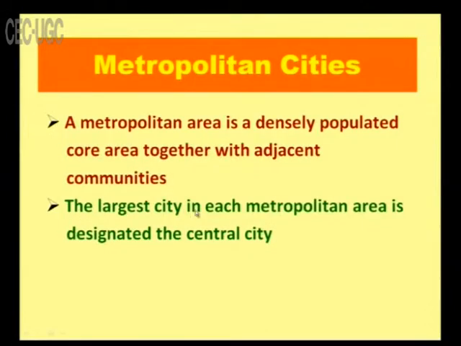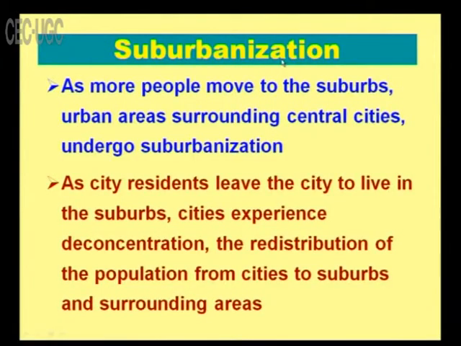The largest city in each metropolitan is designated as the central city. See, for example, as far as Chennai is concerned, Chennai has a lot of suburbs like Avadi, Ambattur or Tambaram. Like that, there are so many suburbs, but the main place, that is Chennai city, and therefore, it is called the Chennai metropolitan. And the suburbanization, as more people move to the suburbs, urban areas surrounding the central cities undergo the suburbanization.